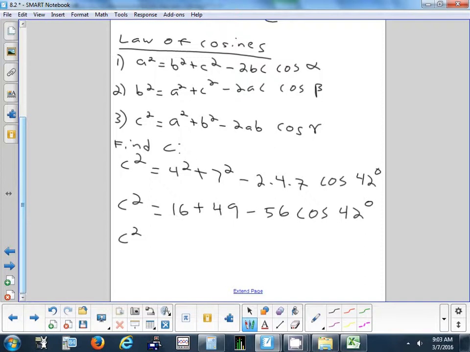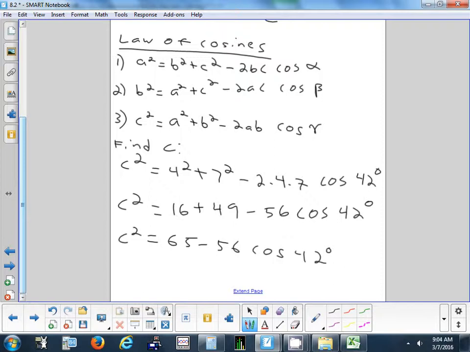Yeah, let's do the addition first. What's 16 plus 49? 65. So now I have 65 minus 56 cosine 42. Okay, so that's fine. Now, what should I do next? My subtraction or this multiplication?